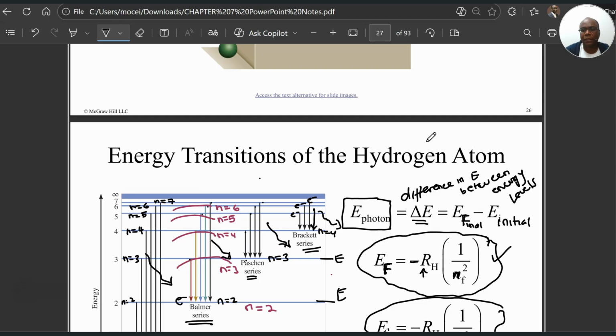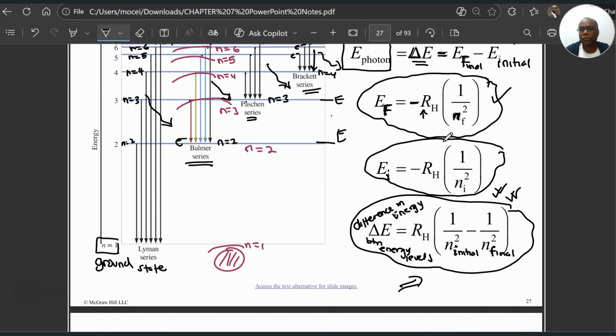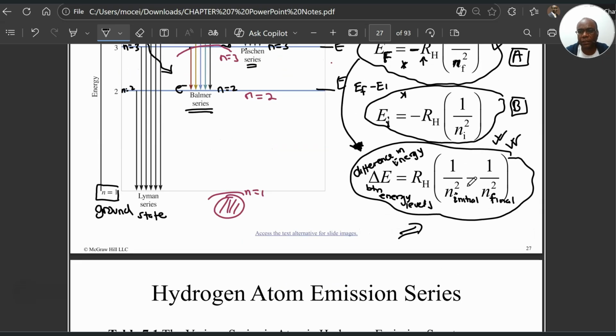Now remember how we say that the energy of the photon is the change in energy, and it's always EF minus EI. So subtract equation A from equation B. If you do the subtraction of EF minus EI, these two will give you this equation, which is very important. So your goal is to remember that final equation that is used to find delta E.